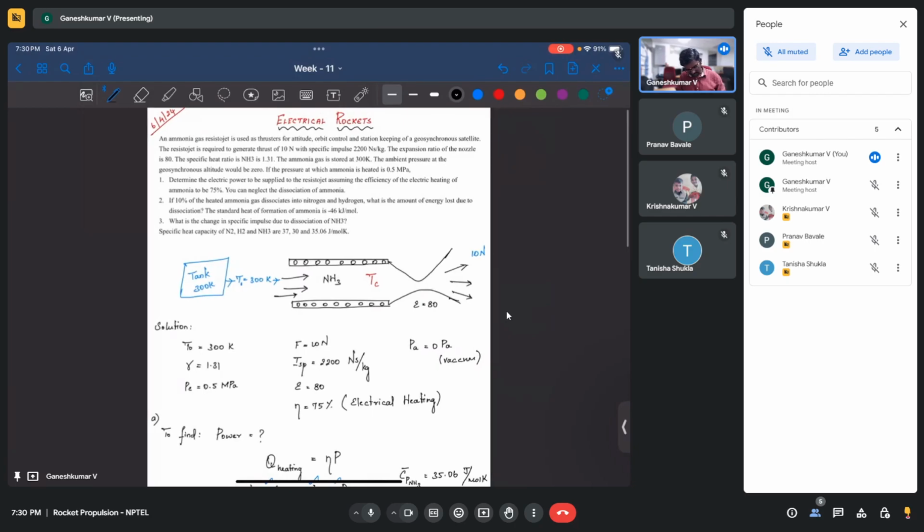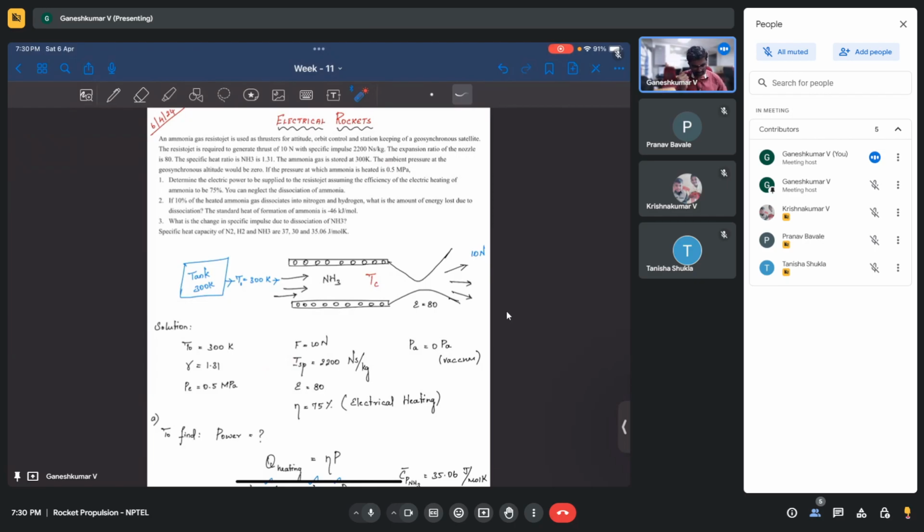We can still use a lot of parameters here. Chamber pressure is known. We need to find the chamber temperature. We know the expansion ratio to be 80. What would lead to 10 newtons, or the ISP? What would lead to this chamber temperature?